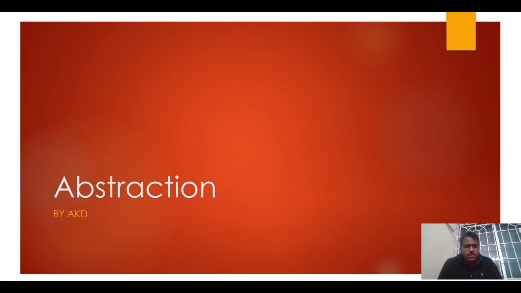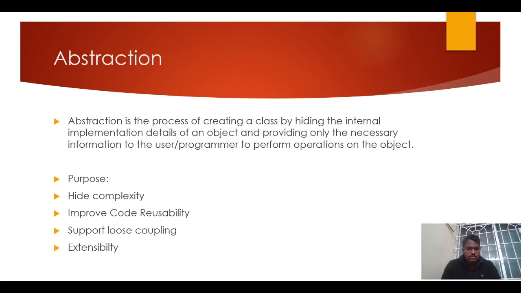I am Anil. So in this video we will discuss abstraction. First we will see the definition of abstraction. Abstraction is the process of creating a class by hiding the internal implementation details of an object and providing only the necessary information to the user or programmer to perform operations on the object.